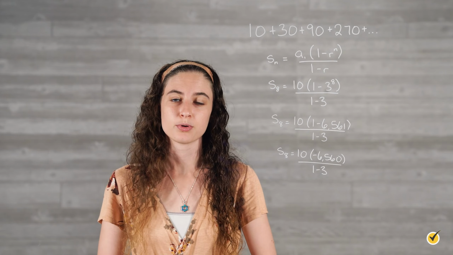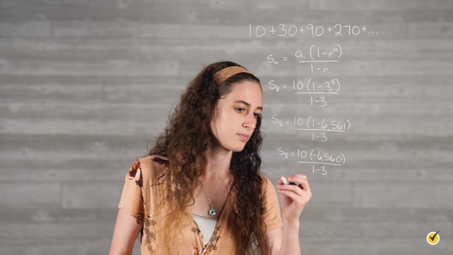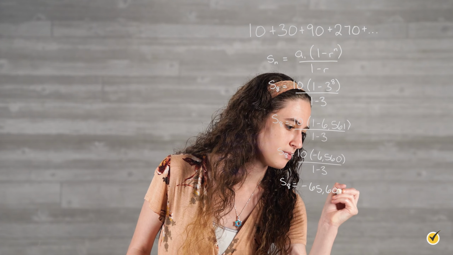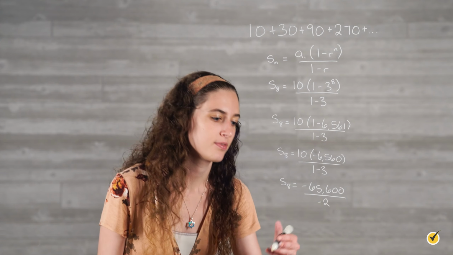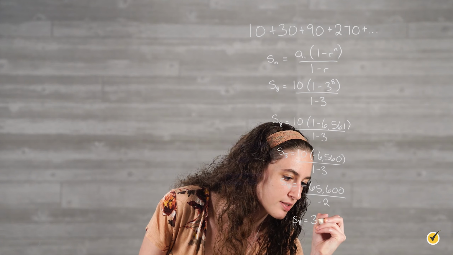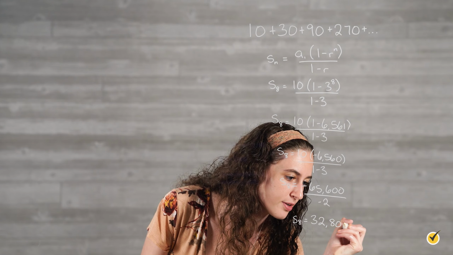Now we can simplify the numerator and denominator. S of 8 equals 10 times negative 6,560, which is negative 65,600. And 1 minus 3 is negative 2. And to get our final answer, we just divide. Negative 65,600 divided by negative 2 is equal to 32,800. So the sum of our 8 terms is 32,800.